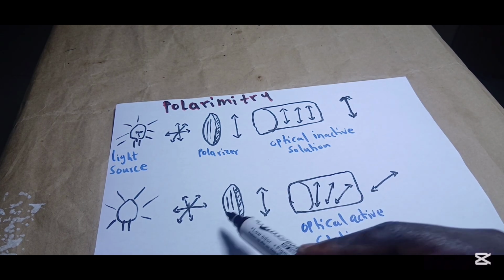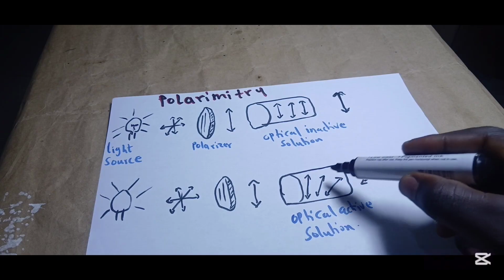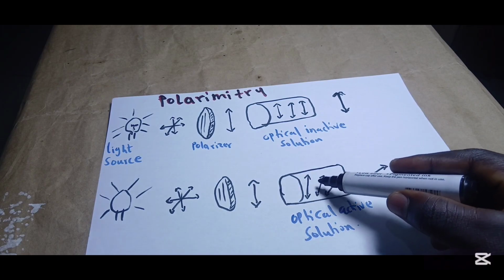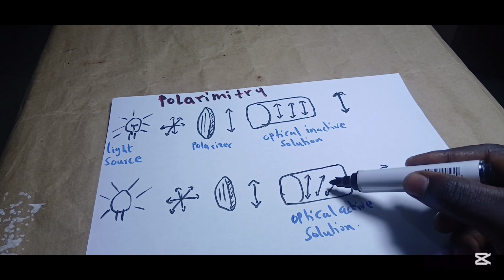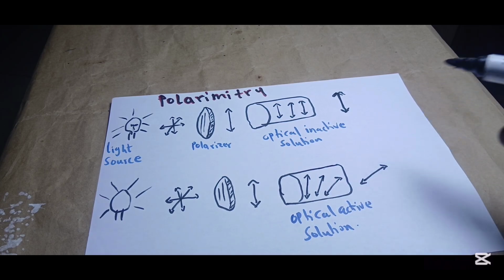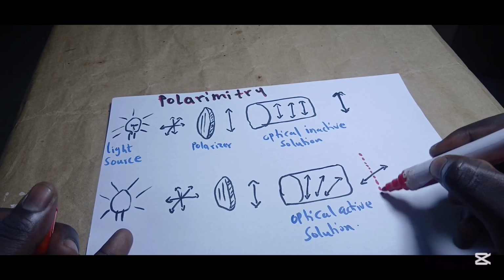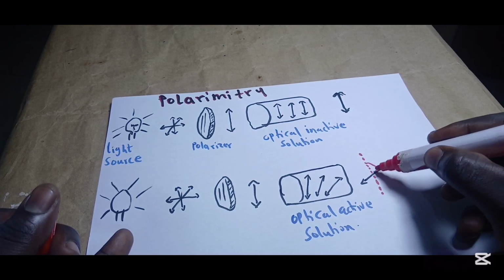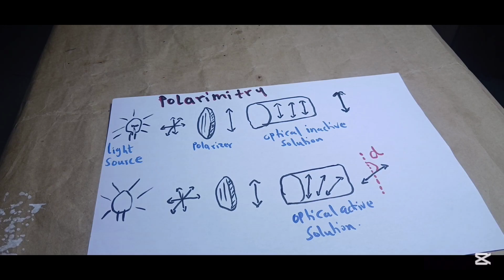Now, if the polarized light passes through an optically active solution, there is going to be a change in angle. As you can see, as the ray goes through it, the more it goes, the more it deflects. I mean, it creates an angle. So you could see that we have an angle here. We can call it alpha.